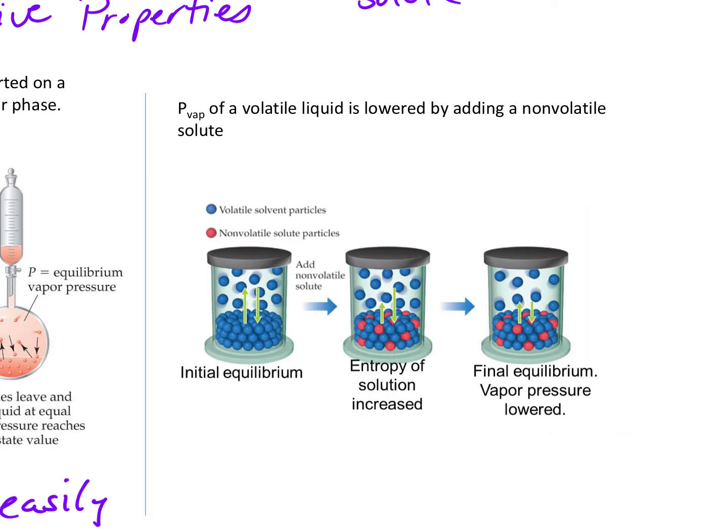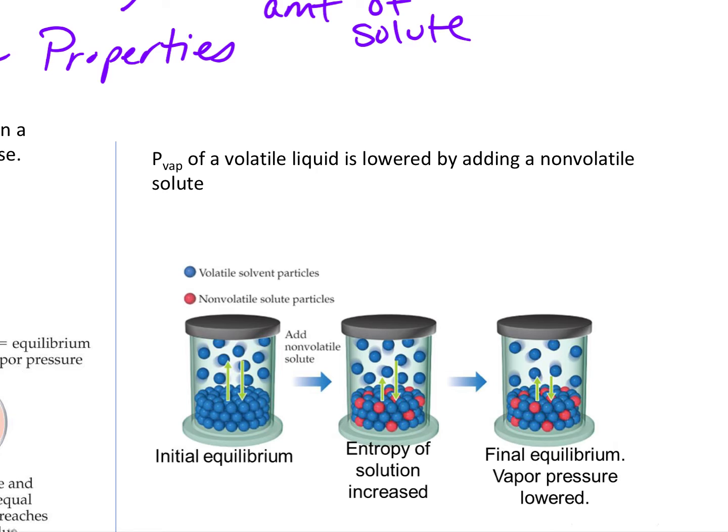Well, we get what we call vapor pressure lowering. So the vapor pressure of a volatile liquid, a volatile solvent, is lowered by adding a non-volatile solute, something like for example, a salt, or some other molecule. Sugar is a great example. We're going to talk about that with many of the colligative properties. It's not a salt, it doesn't form ions, but it's not very volatile.